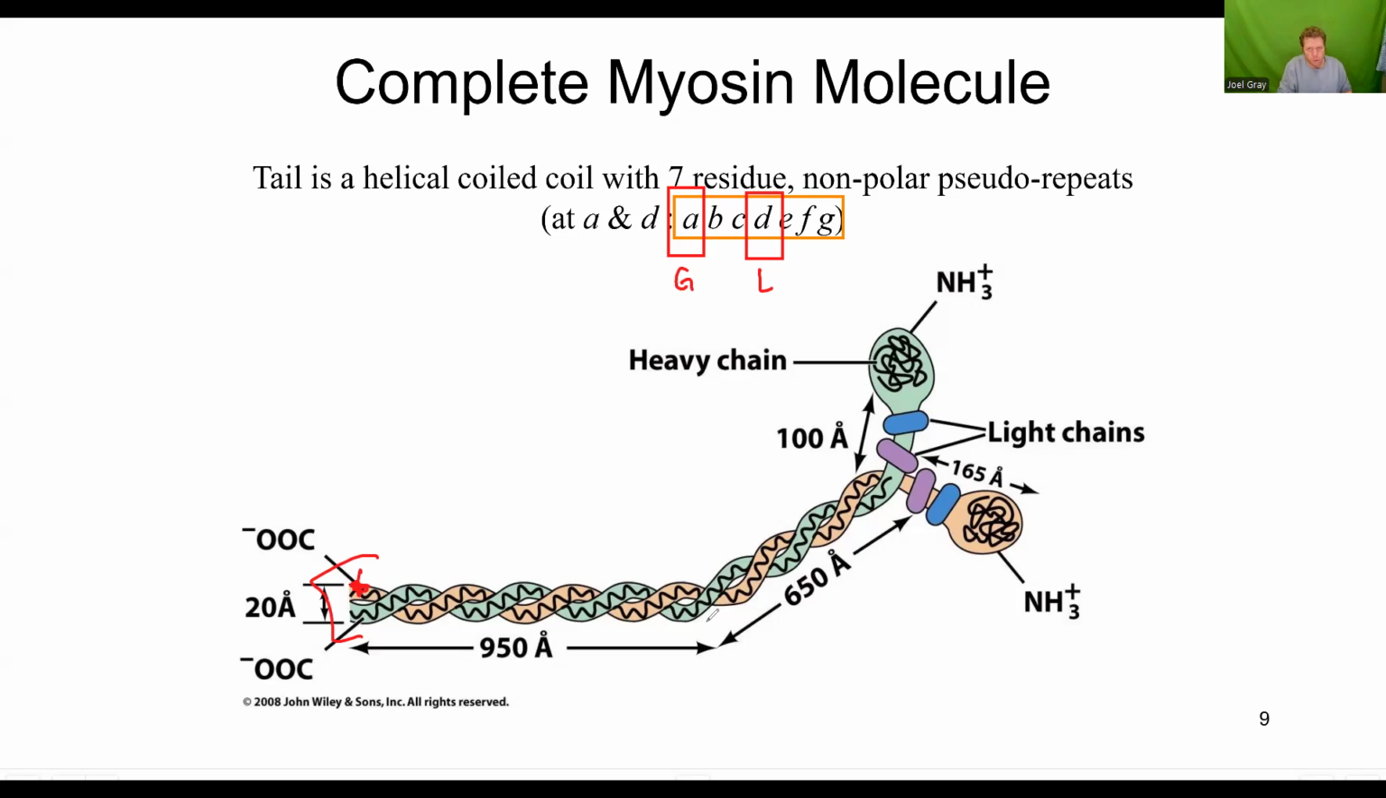Now, we've got our two polypeptides. The tail represented here to here, which just to give you a sense of how large this is and to put it in context, is approximately 950 angstroms. Okay. Now, this is a coiled coil with a seven residue nonpolar pseudo repeat. So at A and D, it's pretty consistent that it's going to be a nonpolar residue, but there might be some variation in those other positions. So B, C, E, F, and G. Those could be polar, those could be nonpolar amino acids. It's going to vary a little bit.